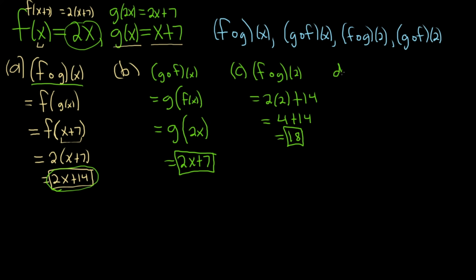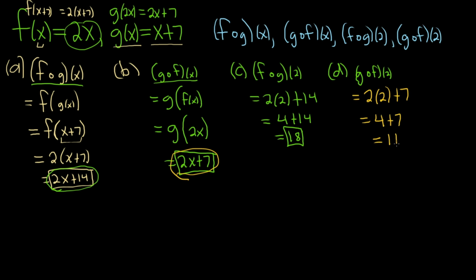And then finally, for part D, we have to find g of f of 2. So again, we already have a formula for g of f of x, so we just use it. So we have 2x plus 7, so all you do is replace the x with 2. So 2 times 2 plus 7. So that's 4 plus 7, so we end up with 11. And that would be the final answer.